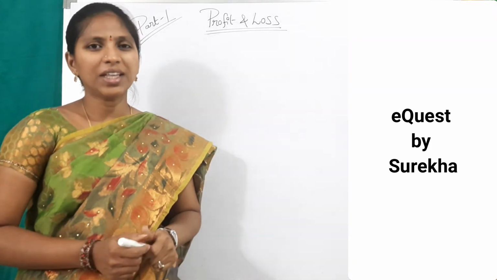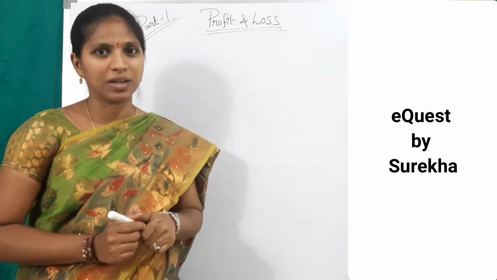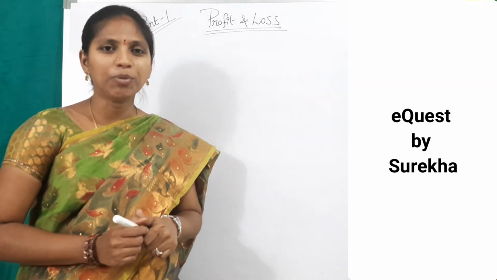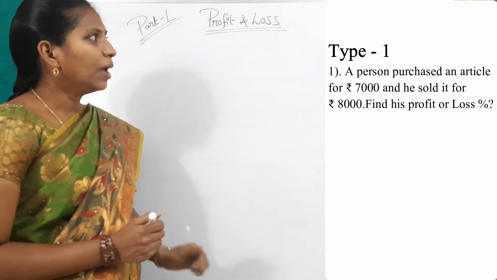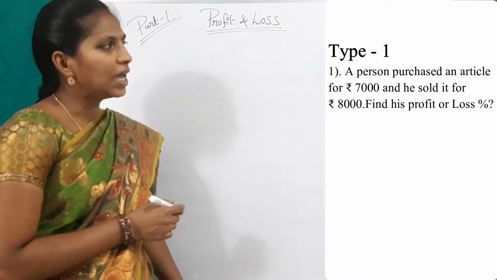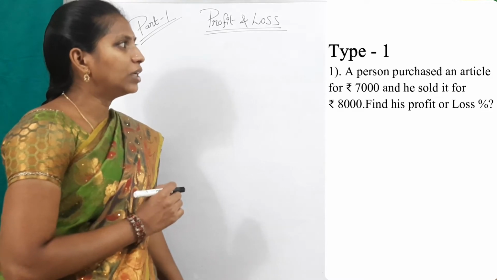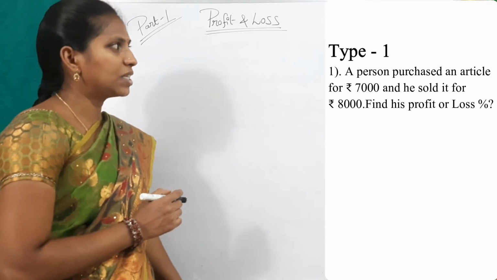I have divided the questions present in profit and loss account into different types. Now let us move to type 1 in profit and loss account. See the first question. A person purchased an article for 7,000 rupees and he sold it for 8,000 rupees. Find his profit or loss percentage.